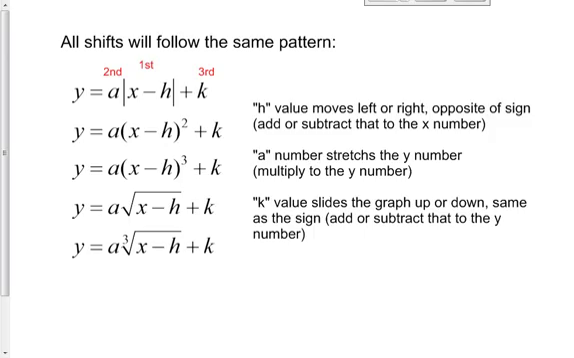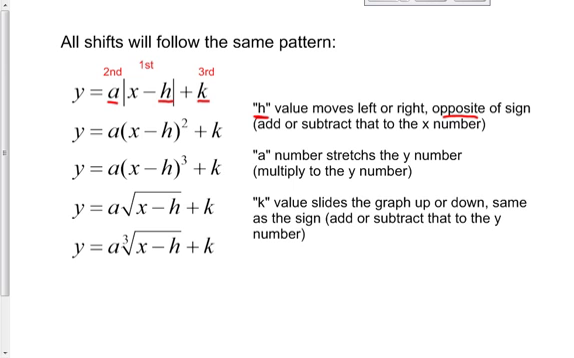Now, on this particular page, you're going to want to put this on pause and write down each of these rules. These are the shifts, and for every single one, it's a, h, k for every single parent function. The first thing we're going to do when we try to graph anything that's shifting is the h value. Now please remember, the h value moves your graph to the left or to the right, and you must do the opposite of what it says.